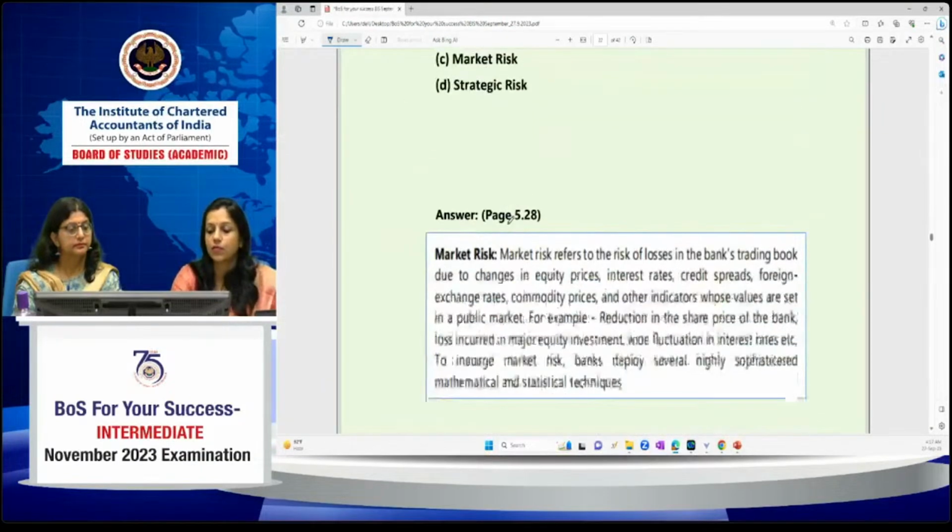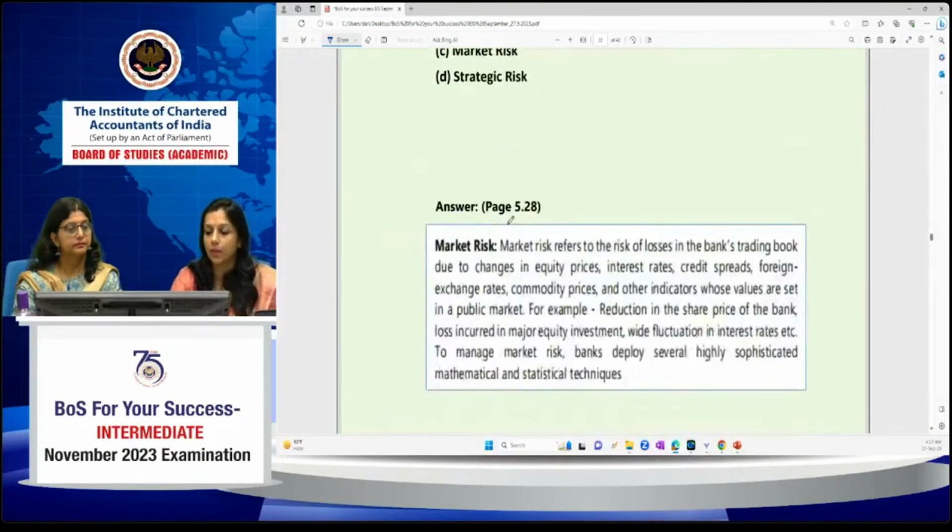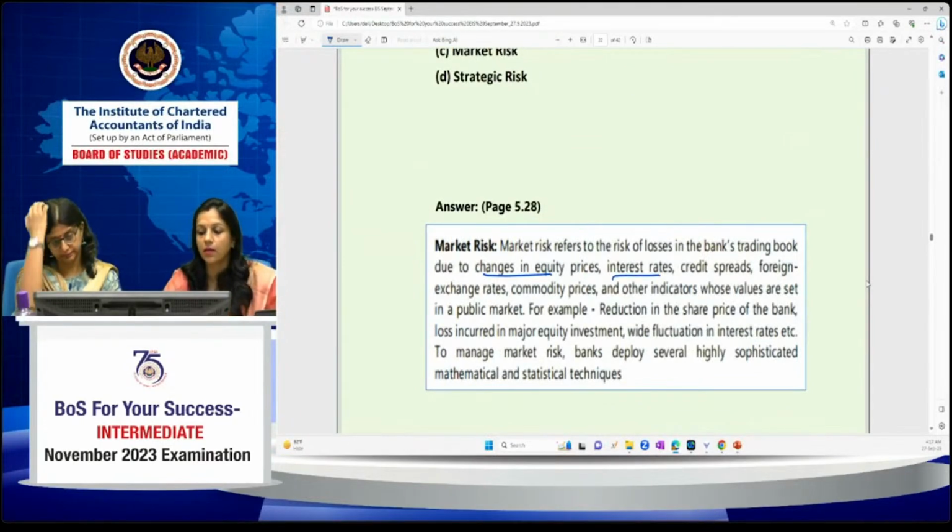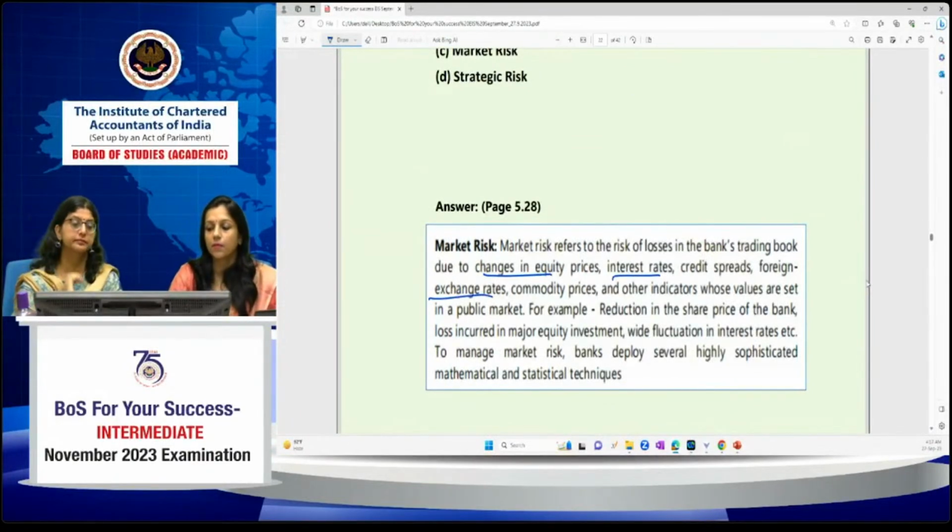The answer would be the market risk, because due to change in the equity price, interest rate, or the foreign exchange rate, once there's a reduction in the share price, there would be a huge loss in the equity investment done by any company or bank. So the second line gives a clear-cut indication that the company is ready to buy the US share and the market rate has changed. So the risk would be the market risk.